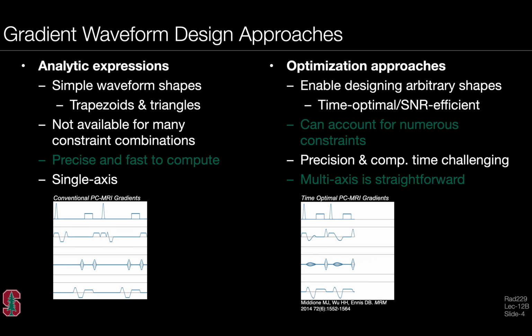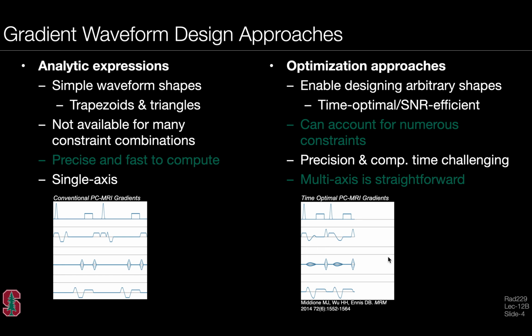Another possible approach is to use a so-called optimization algorithm, an approach that takes into consideration several constraints that we'll discuss in the next slide, and uses a numerical solver to design the gradient waveforms. This can enable designing gradients that are of arbitrary shapes and can lead to time-optimal and SNR efficient solutions, subject to hardware capabilities. This can also account for numerous constraints simultaneously, including quite complicated constraints.